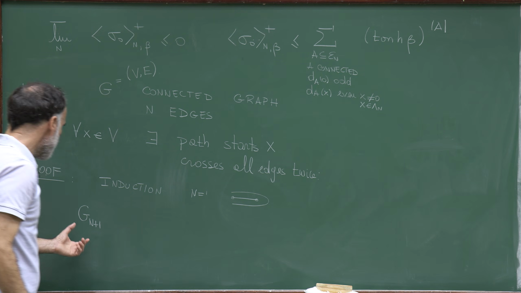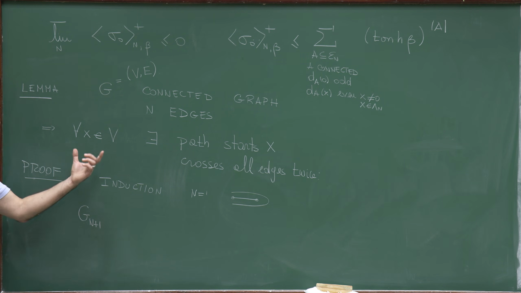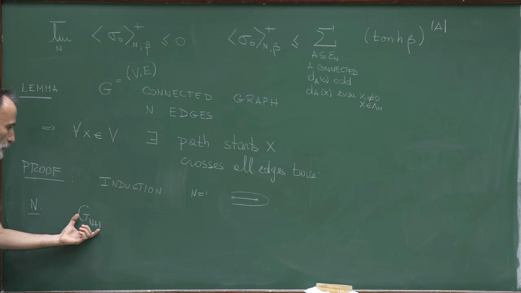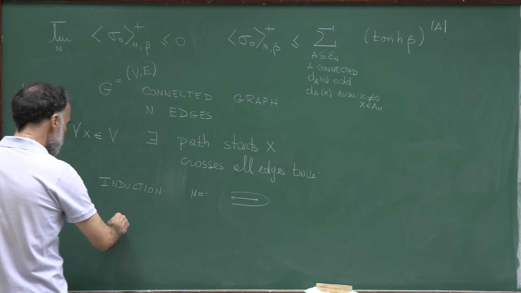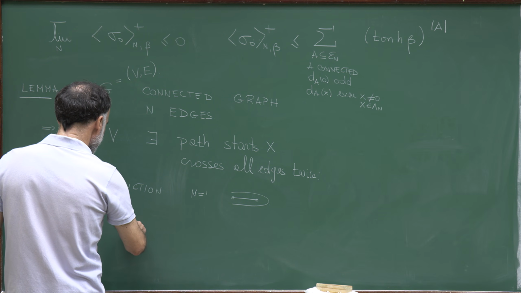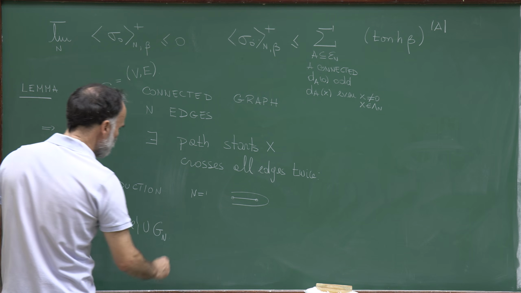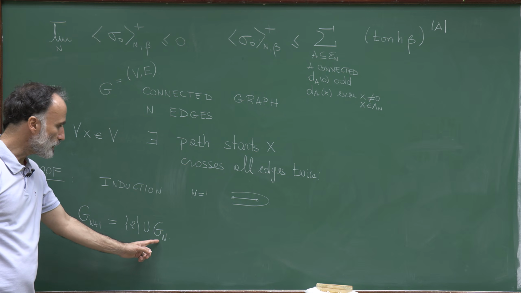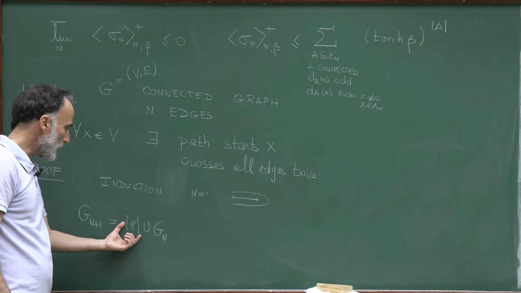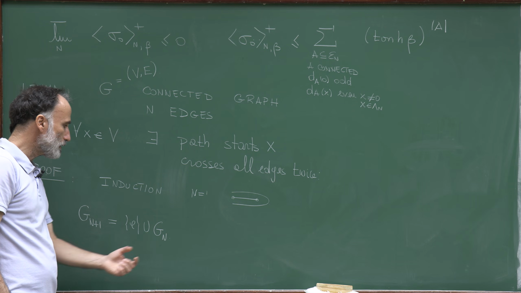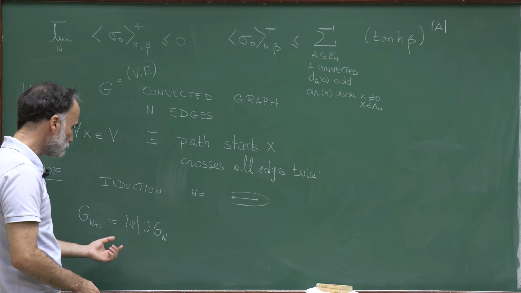So what I claim is that in this construction, if you have a graph with n plus 1 edges which is connected, you can write it as a graph G_n, which is connected, union an edge, these edges which you're adding to the set of edges.